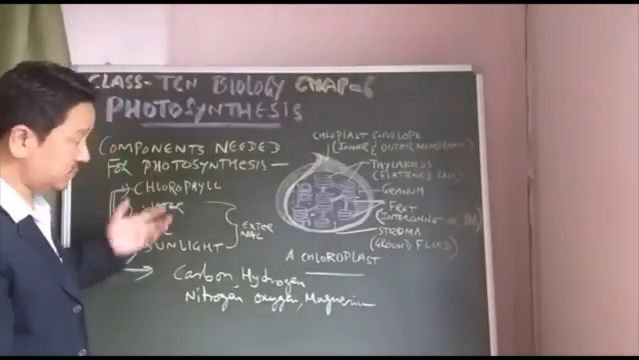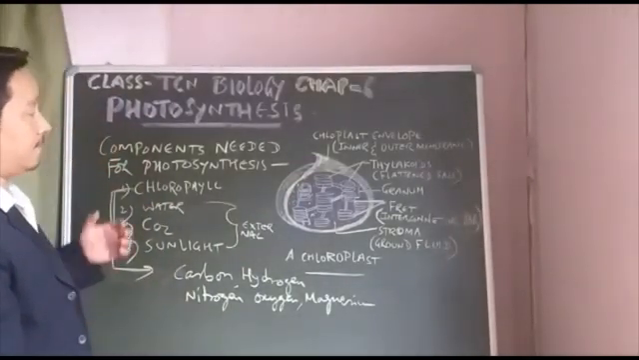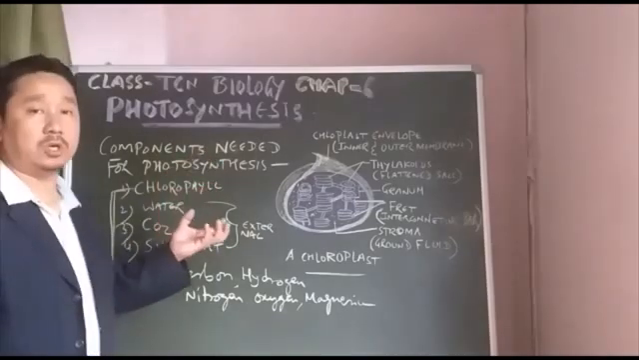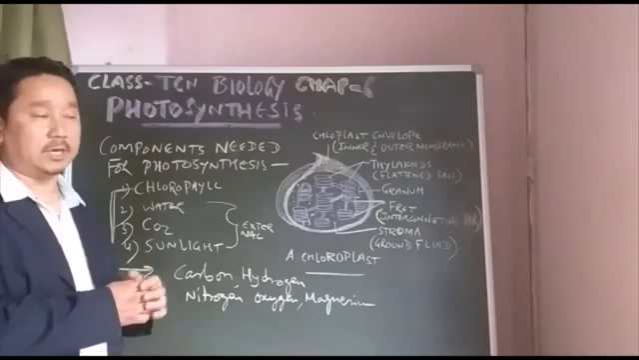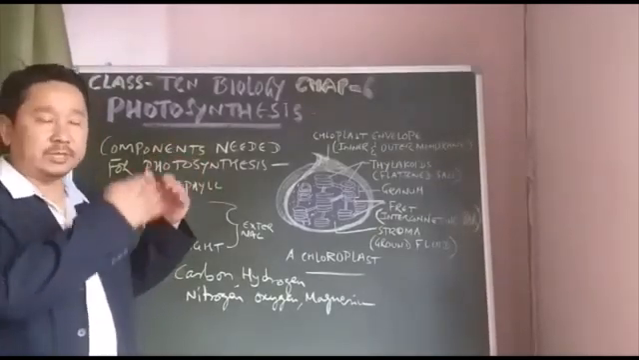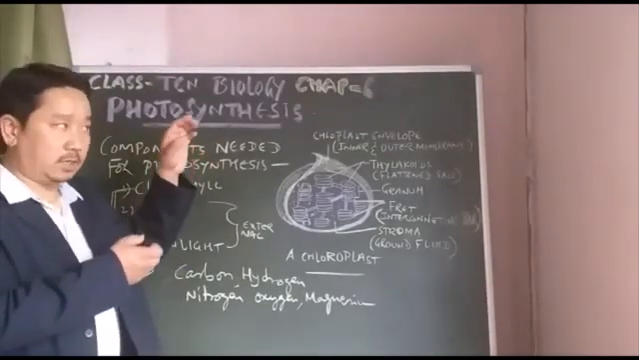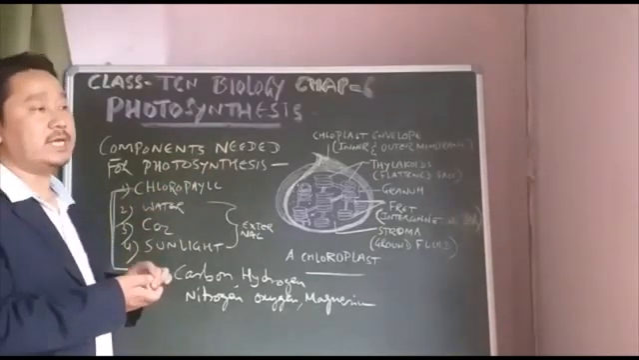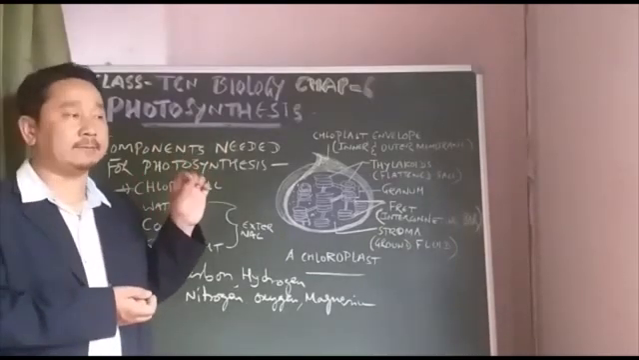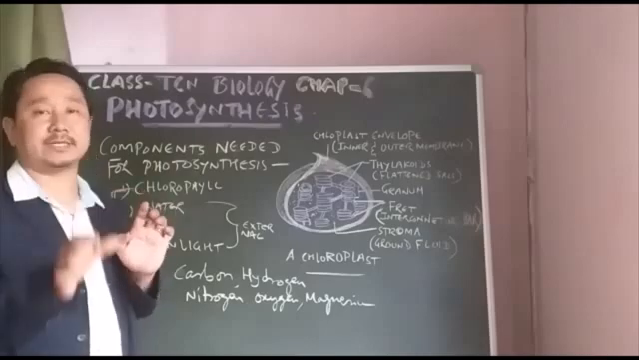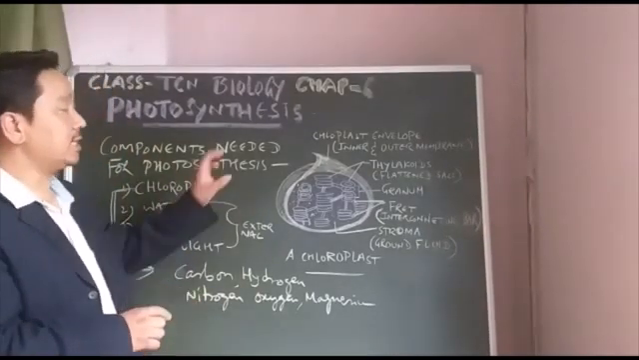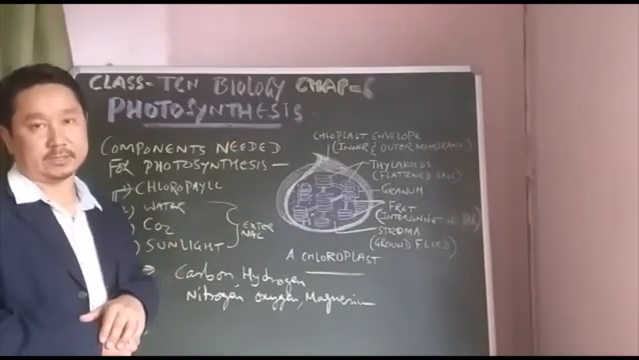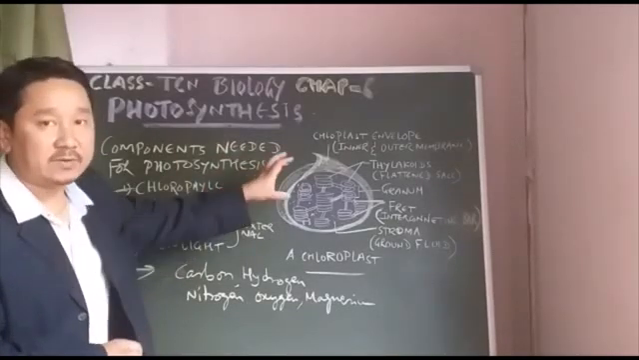And this chloroplast, as I've told you, is found mainly in the leaves, in between the upper epidermis and lower epidermis, where there are palisade and spongy layers containing mesophyll cells. In those mesophyll cells, these chloroplasts are present.